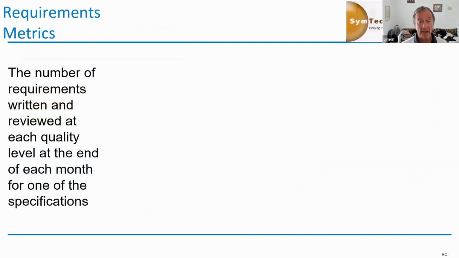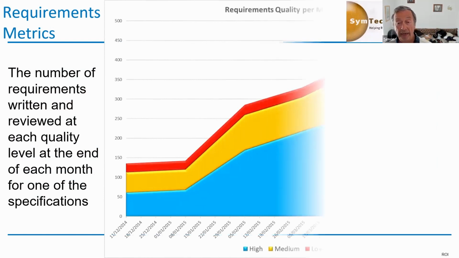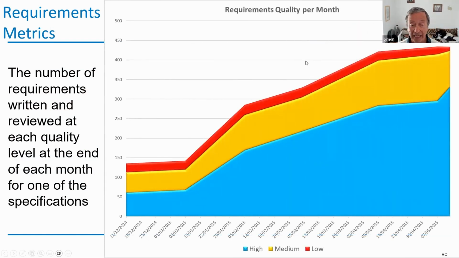However, you can then plot the number of requirements written and reviewed at each quality level at the end of each month. And this was very telling. This is how it improved. And you can see very clearly that there was a big jump here. I'd explained and trained people, we'd done our stakeholder analysis, we'd done our context diagrams, we had our controlled vocabulary, and notice how they were much more productive, and that followed on for these various months. We had a good sustained effort.